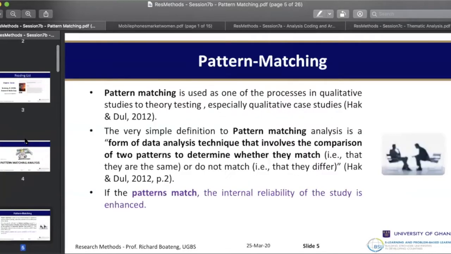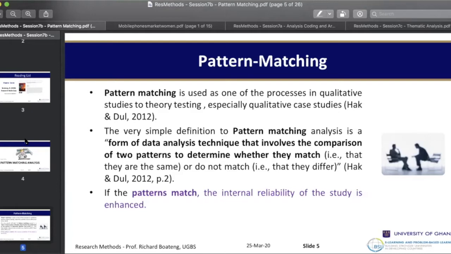So let's look at pattern matching. Pattern matching is drawn from the perspective of a qualitative researcher who seeks to do theory testing, especially if the person wants to test a theory that has been postulated in literature. He or she could use pattern matching as a method to do that. The simple definition of pattern matching analysis is a form of data analysis technique that involves comparison of two patterns to determine whether they match.